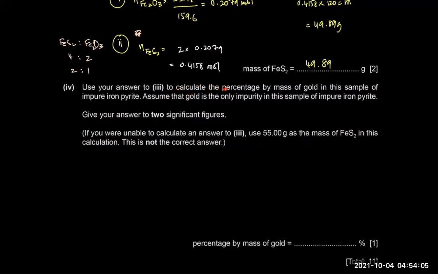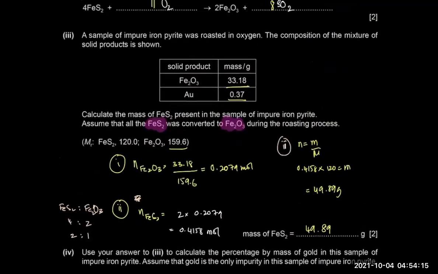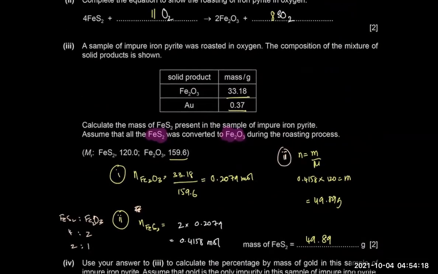Use your answer to part 3 to calculate the percentage by mass of gold in the sample. Give your answer to 2 significant figures. Now we know the mass of FeS2, right? And they've told us how much gold we have in the products. How much was there in the reactants? Unchanged, it doesn't react with oxygen. So the gold at the start is the same as at the end, it didn't react throughout. So we have the mass of gold and we have the mass of iron pyrite. In the impure sample we have gold and iron pyrite.